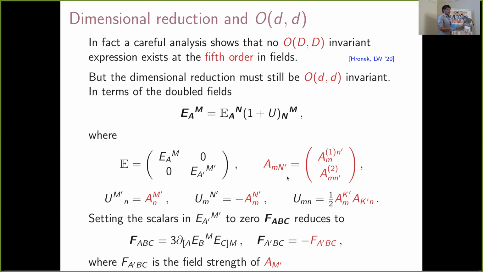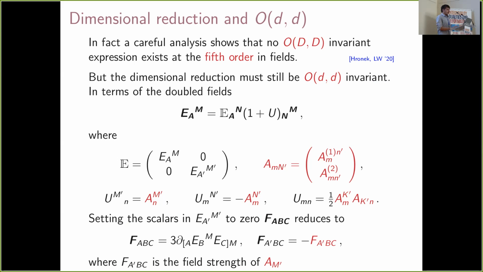Then I can package the vectors, so the Kaluza-Klein vectors together with the vectors coming from the B field, into one ODD vector gauge field with this doubled internal index. And if I do that, the non-zero components of this U, there's not many, and they just take this form. The precise form is not very important. It's just to say that it's relatively simple to dimensionally reduce in this language.